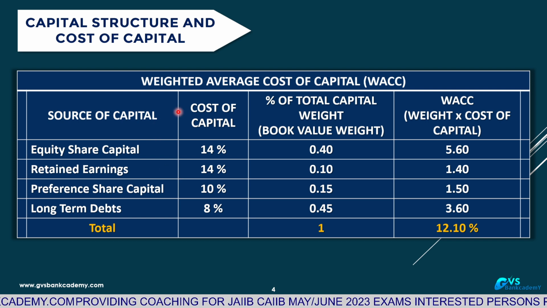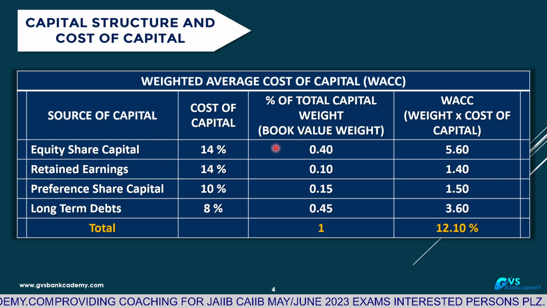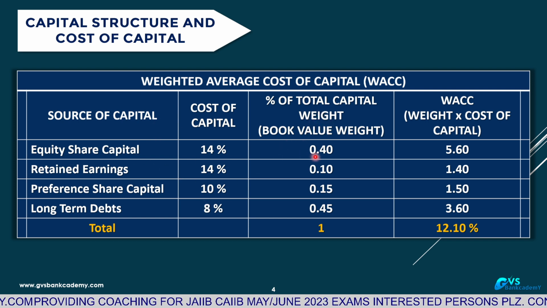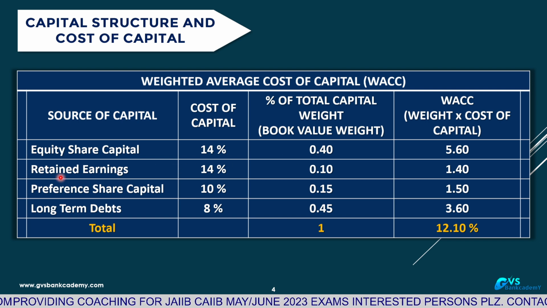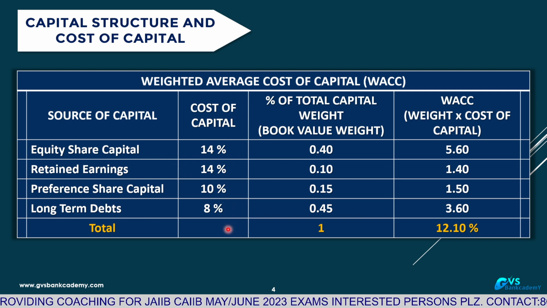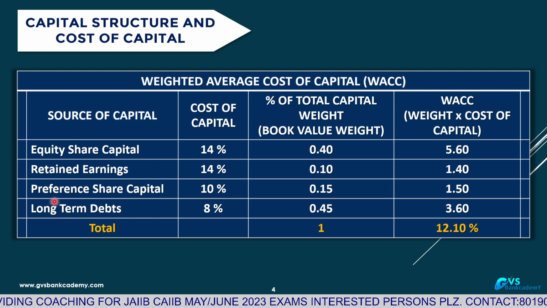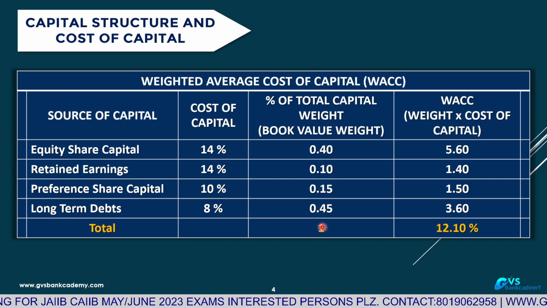As per the balance sheet book value, the weight of the equity share capital is 0.4. Weight of the retained earnings in the total capital structure is 0.1. Preferential capital 0.15, and long-term loans payable after 1 year 0.45. Total weight we can calculate as 1. Total capital we are converting into 1, that is called weight as per book value.